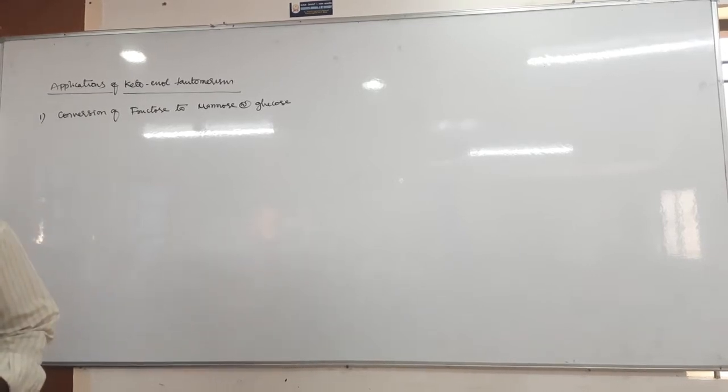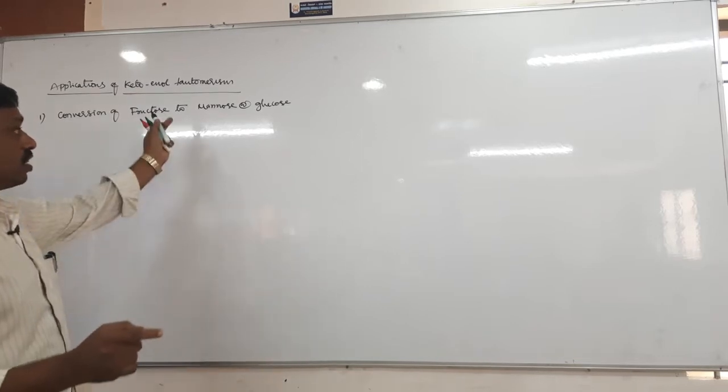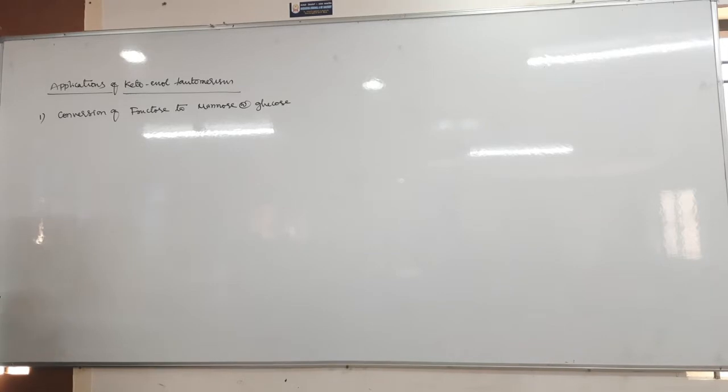Even though fructose contains a keto group, it is a reducing sugar. Why? We have studied that in alkaline medium, fructose gets converted into either glucose or mannose. Then how does this conversion take place? This we will study here. Let us take fructose.